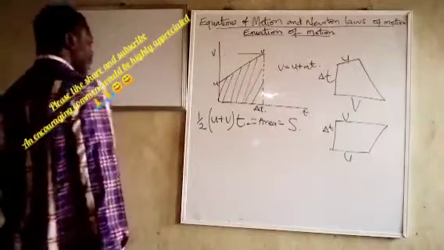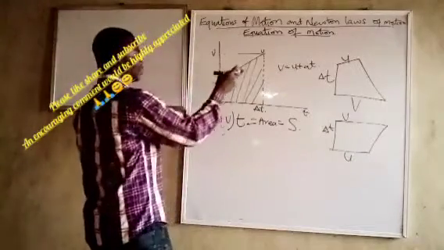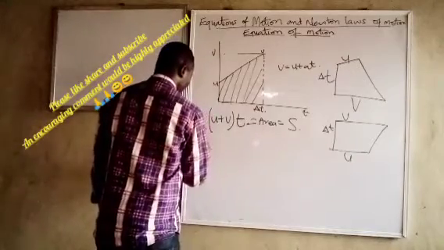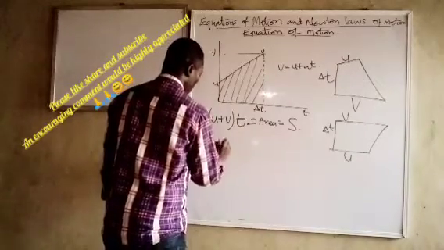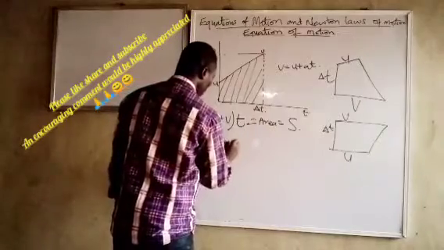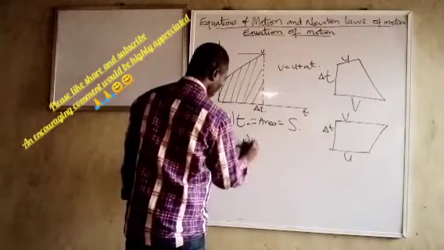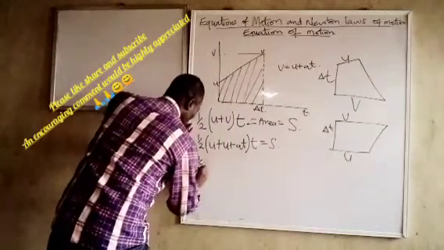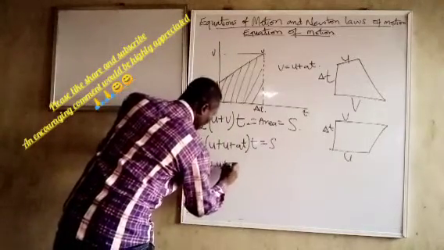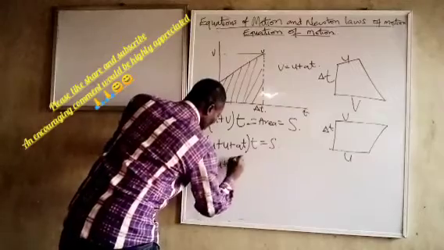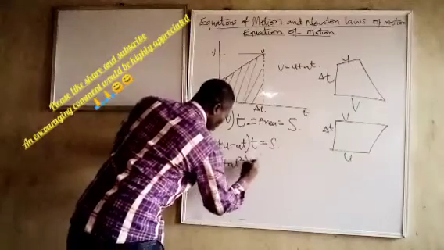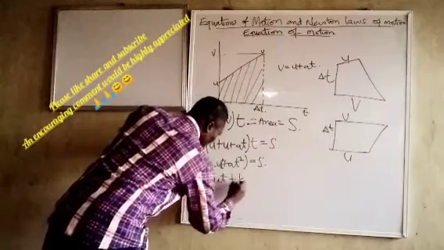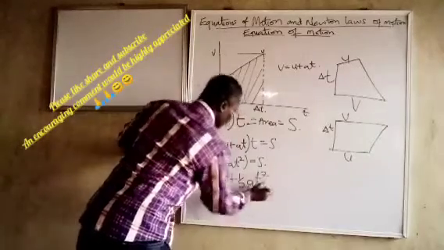Now, we know that V equals U plus AT. So, our formula for S, half into U plus AT into T is equal to S. So what do we have? We have half into 2U plus AT. Let me make it AT squared is equal to S. So S equals UT plus half AT squared.